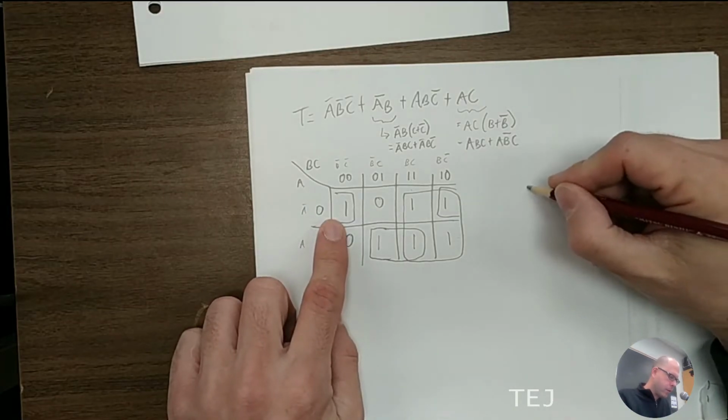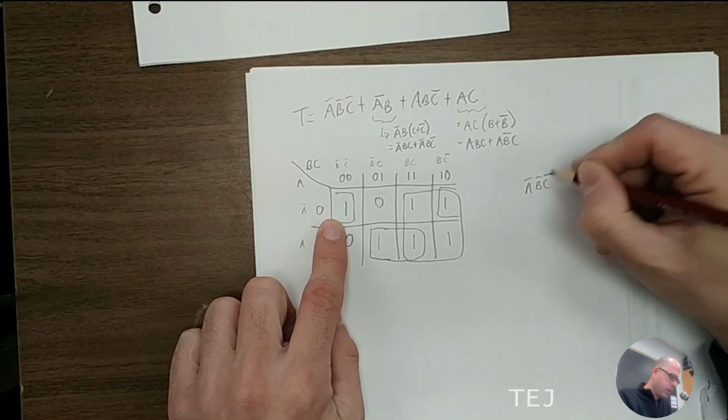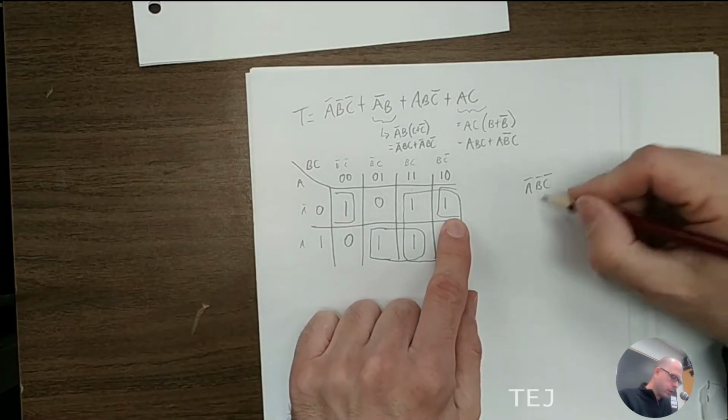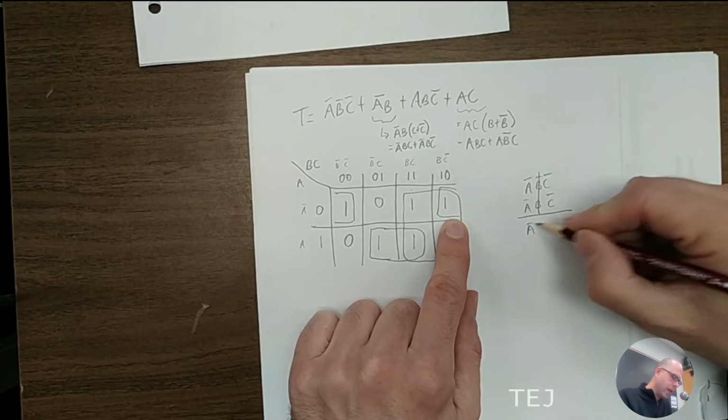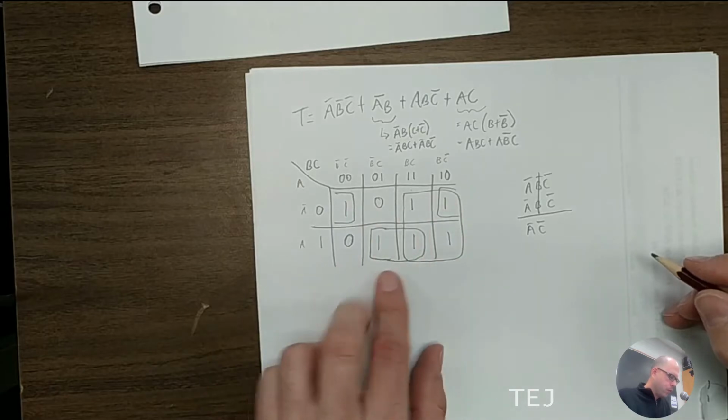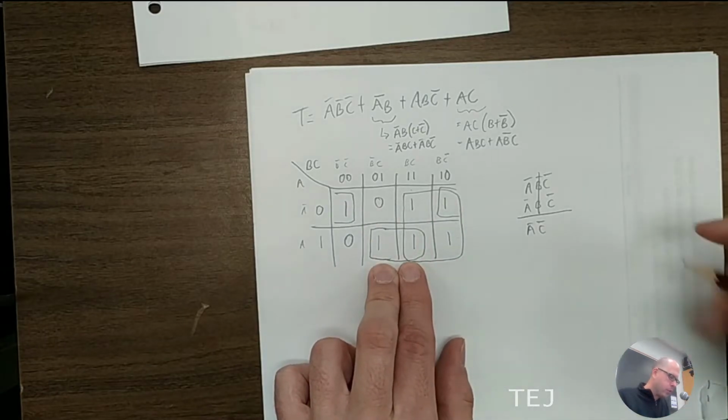Over here we have A naught, B naught, C naught, grouped with A naught, B, C naught. So the B and B naught cancels out. We're left with A naught, C naught. And we'll do this grouping of 2 down here, and then I'll do the grouping of 4.